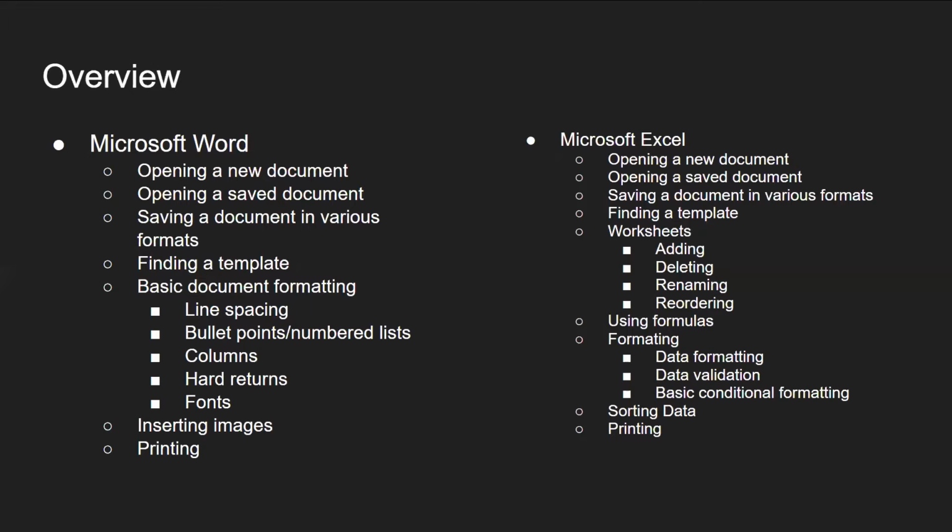For Microsoft Excel, we're going to go over opening a new document, opening a saved document, saving a document. There's also various formats for Excel, finding a template, everything that we can do pretty quickly and easily with worksheets. So adding, deleting, renaming, and reordering worksheets. We're going to talk about how you use formulas, where you can find them, and we'll go over a couple of formulas. There are tons of formulas in Excel that you can use, and when you get into the formula menu, it kind of talks through what those are. We're going to talk about some formatting, so data formatting, some data validation, and then basic conditional formatting. So just kind of going over how to use conditional formatting. And then sorting data, and we'll talk about printing as well.